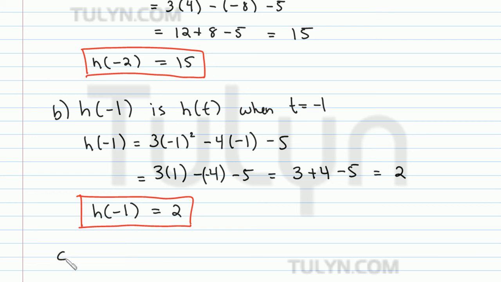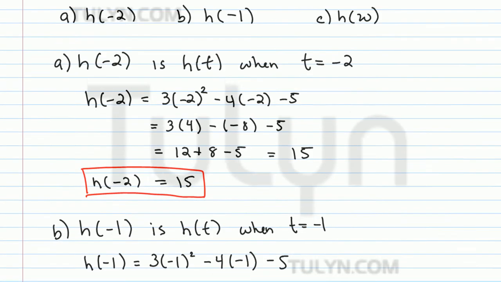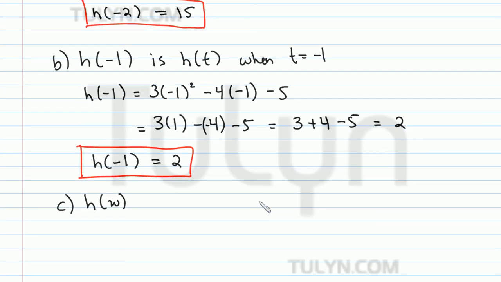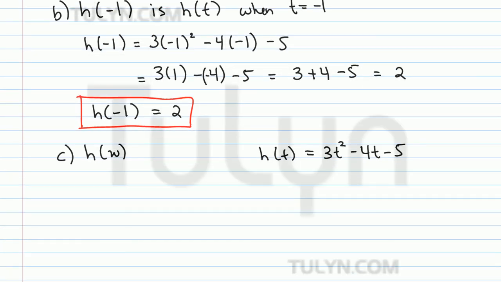Finally, for part C, we have h of w, right? So let's rewrite this function here. 3t squared minus 4t minus 5. So h of t is 3t squared minus 4t minus 5. So that way we can keep track of our function. So h of w is h of t when t is equal to w.